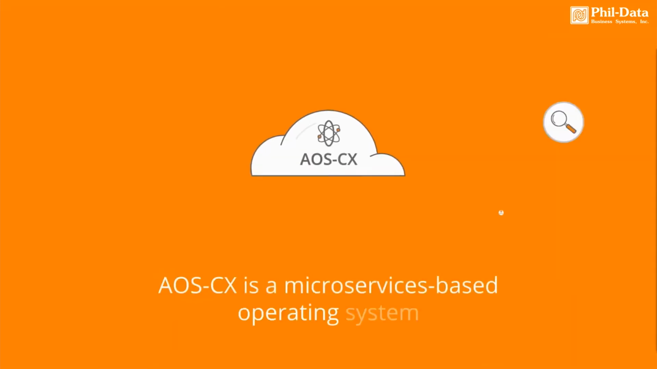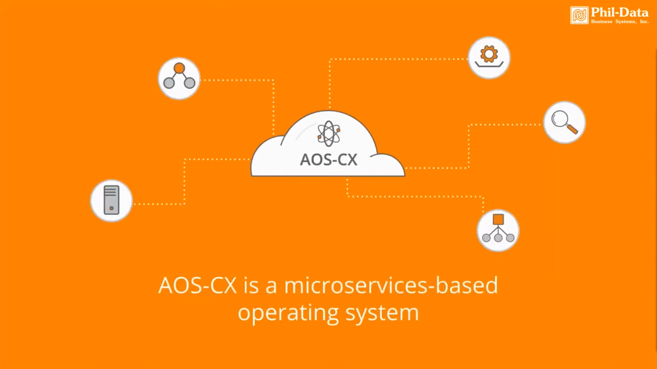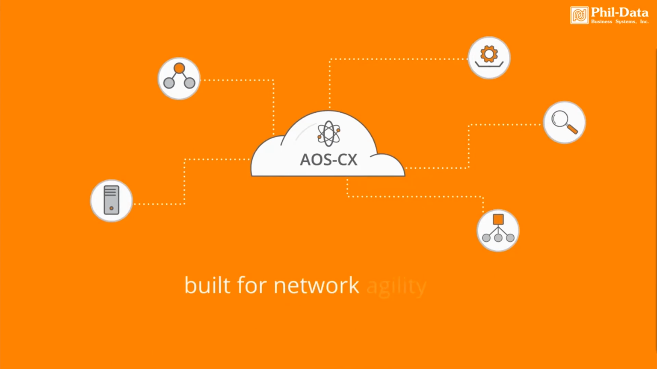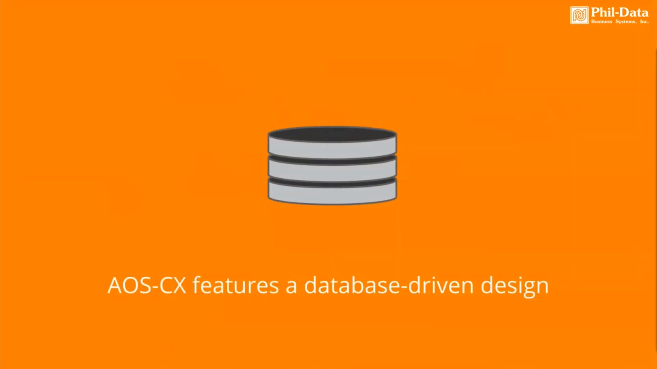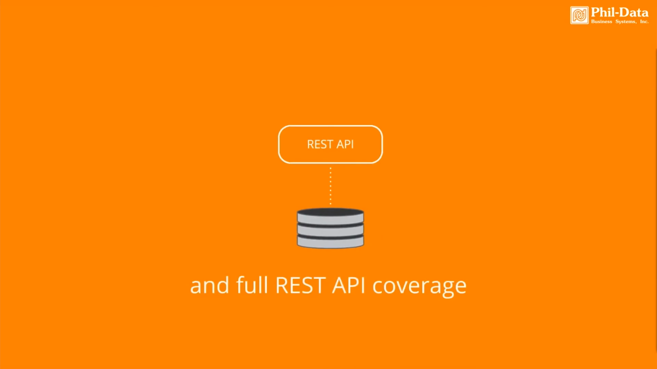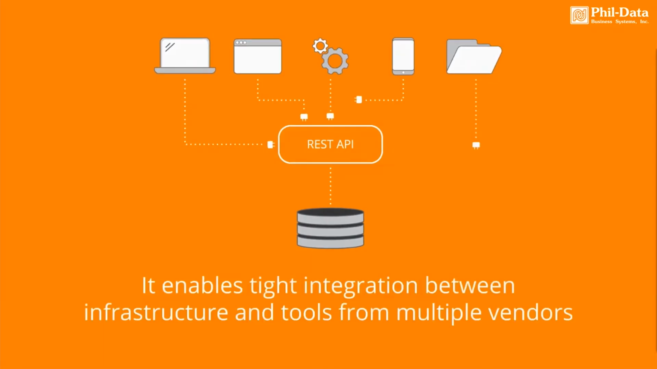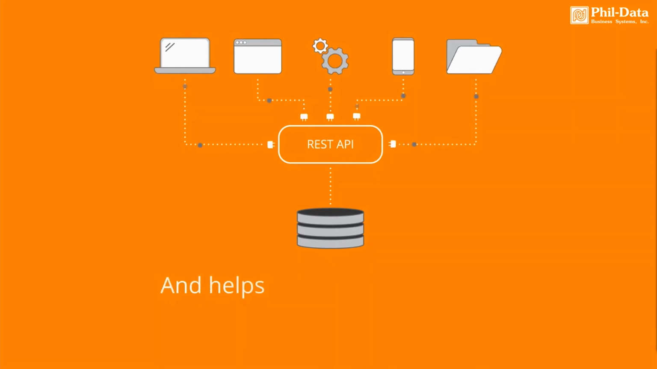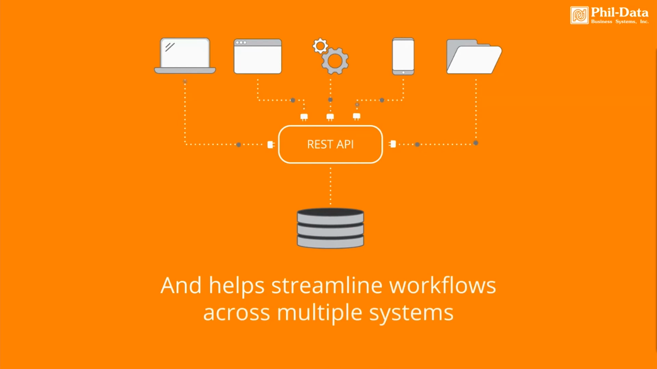It starts with AOS CX, a microservices-based operating system built for network agility and 100% programmability. AOS CX features a database-driven design and full REST API coverage. It enables tight integration between infrastructure and tools from multiple vendors and helps streamline workflows across multiple systems.